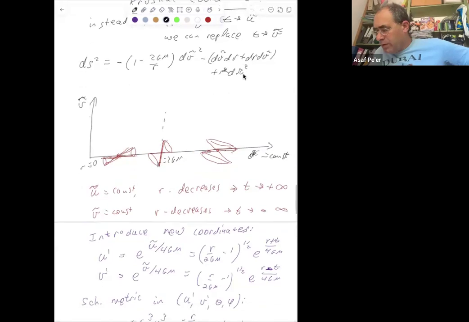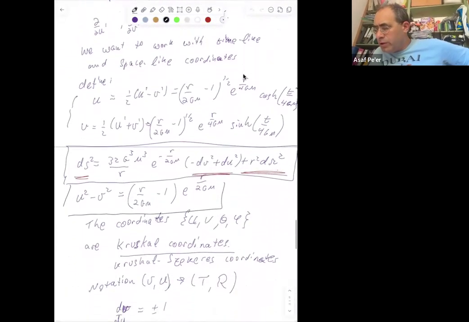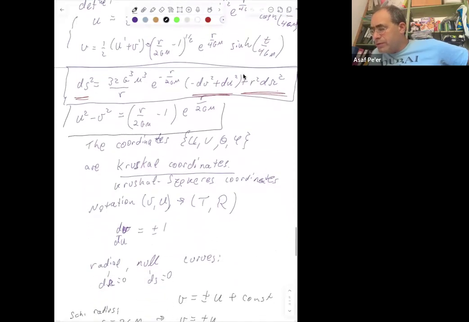in vacuum. And then we continued to play and we introduced the new coordinates, the Kruskal coordinates, or Kruskal-Szekeres coordinates, which are normally U and V. And in modern textbooks, I've seen more and more of these capital T and capital R rather than U and V.